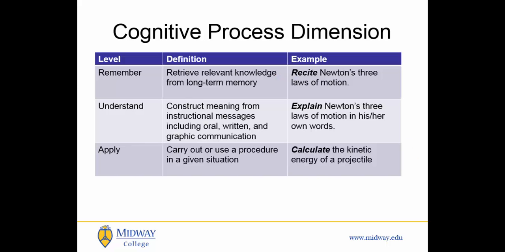The cognitive process dimension of Bloom's revised taxonomy will be defined in the next 2 slides. As you can see, to remember something is to retrieve relevant knowledge from long-term memory. When a student is able to construct meaning from instructional messages, they are said to understand the concept. Application occurs when a learner is able to carry out or use a procedure in a given situation.